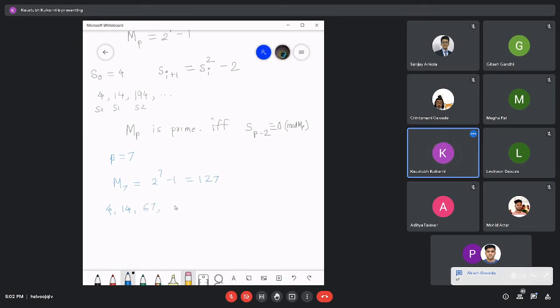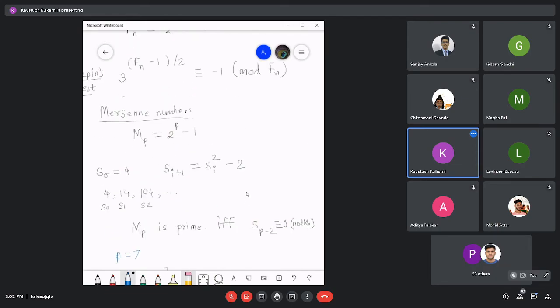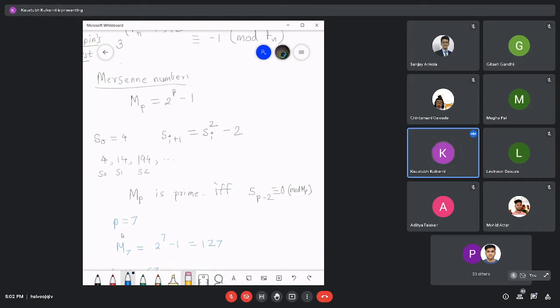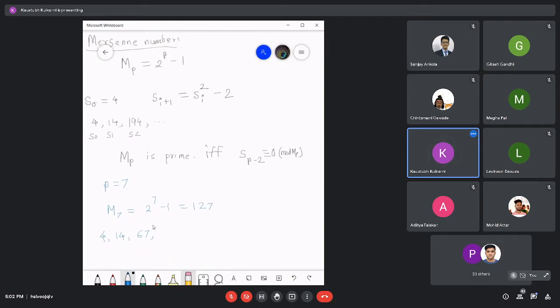Then 67 square minus 2 mod 127. The Mersenne number is first of all defined for only prime numbers. So let's say we take any prime number p equal to 7. The Mersenne number is 2 raised to that prime number minus 1. So M7 is 2 raised to 7 minus 1. This is the Mersenne number M7.